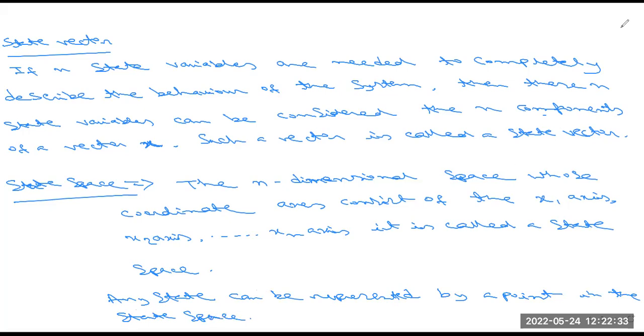So I am repeating once again. What is the state space? It is an n-dimensional space, for n number of variables, whose coordinate axes consist of the different oriented axes, that is the x1 axis, x2 axis, up to the xn axis. So this is basically called the state space. And any state can be represented by a point of the state space. Okay, so this is basically the state space method.